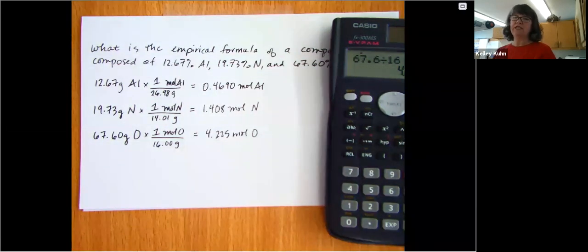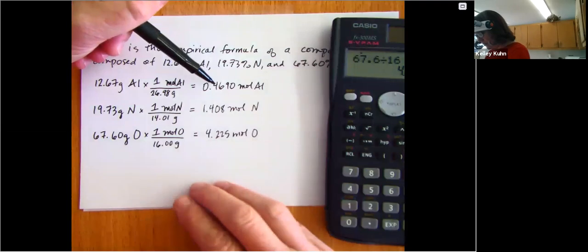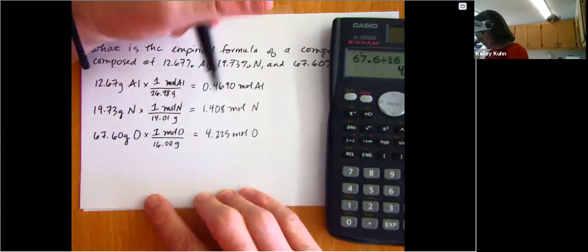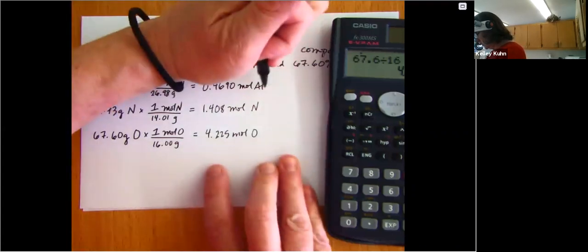moles. The third step is to divide through by whichever of those is smallest. Remember, in formulas, it's always a whole number ratio. So in order to get this closer to a whole number ratio, if we divide through by the smallest, then the smallest becomes 1. That's the minimum amount of an atom you can have in a compound. So if we divide through by the smallest, we're going to get closer and maybe all the way to a whole number ratio. So of 0.469, 1.408, and 4.225, the smallest is 0.4690.